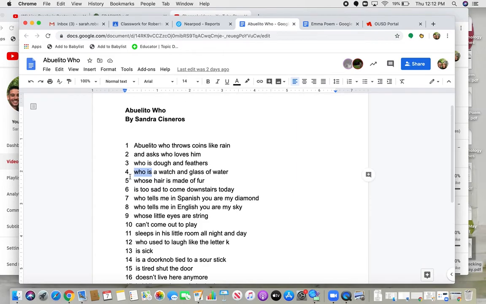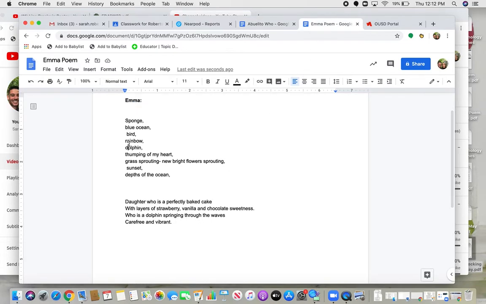Again, you can mix it up. You can add lines in between. It doesn't have to be exactly like Sandra's poem, or it can be exactly like her poem, but obviously you want to change the description there. Next, so I use dolphin. I'm going to delete that.